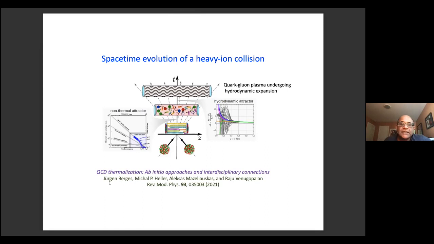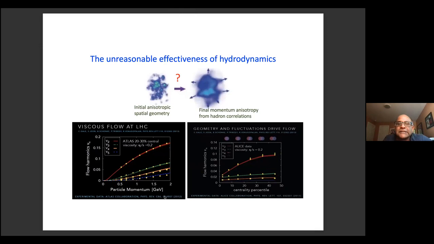The interesting questions relevant for this workshop are the existence of universal phenomena, which are at early times, like non-thermal attractors that I'll talk about, and at somewhat later times hydrodynamic attractors, which precede the formation of the quark gluon plasma and its subsequent viscous hydrodynamic expansion. Of course, it's very hard to cover all of this in this short period of time, but we have a review published this year with Jürgen Berges, Michal Heller, and Aleksi Mazeliauskas on all of these different aspects. So if you're interested, please take a look. You can pose this problem at some level as the unreasonable effectiveness of hydrodynamics.